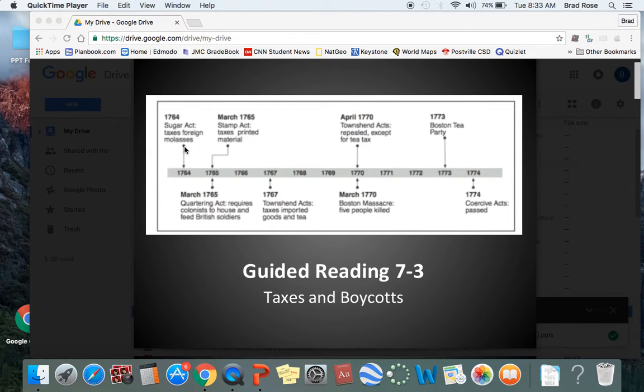So we're looking at a time period of 10 years between 1764 and 1774 of conflicts between the 13 colonies and the British government.